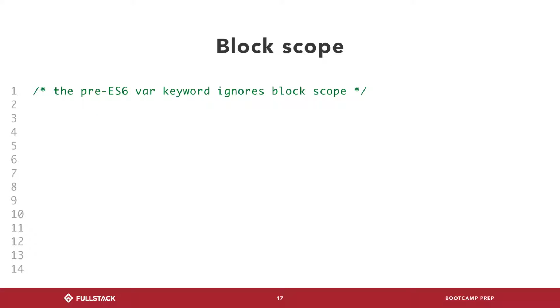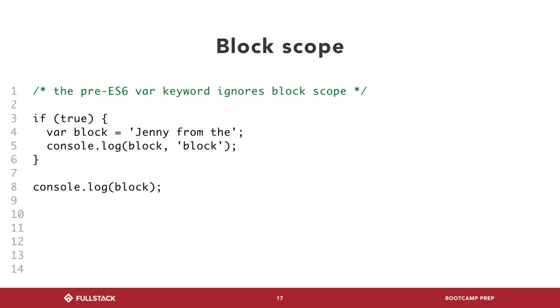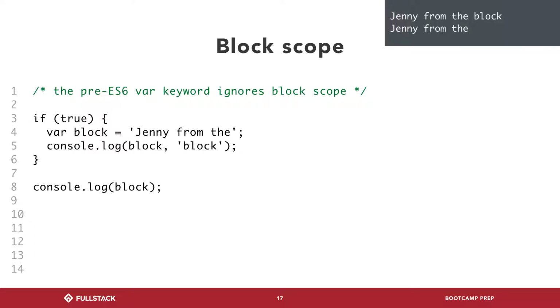On the other hand, if we use var instead, var kind of ignores the block. Var will add it to the block, but it will also add it to the function too. So if I use var, then when I print out this Jenny from the string, it is available both in the if block, and also in whatever scope this if statement itself was in, right? So var made the variable more accessible, but it was also less precise.